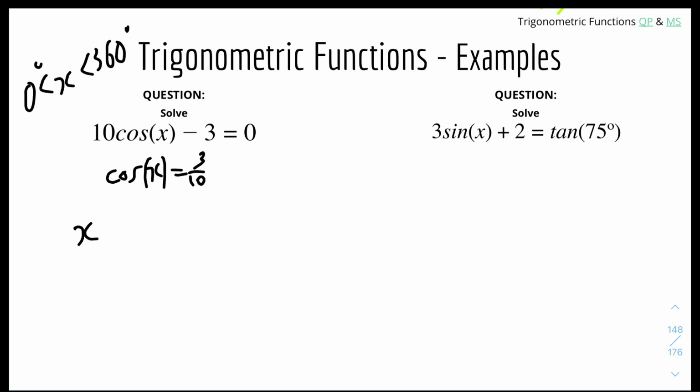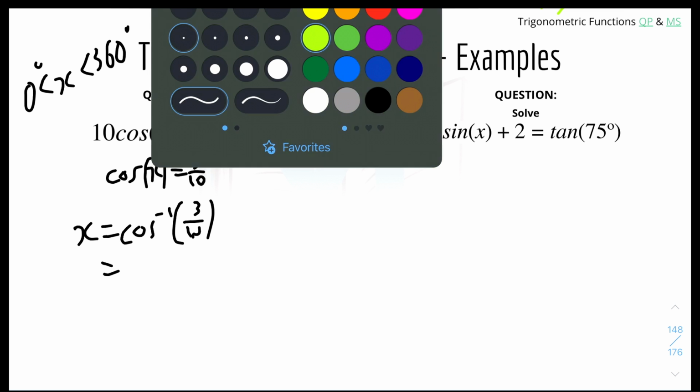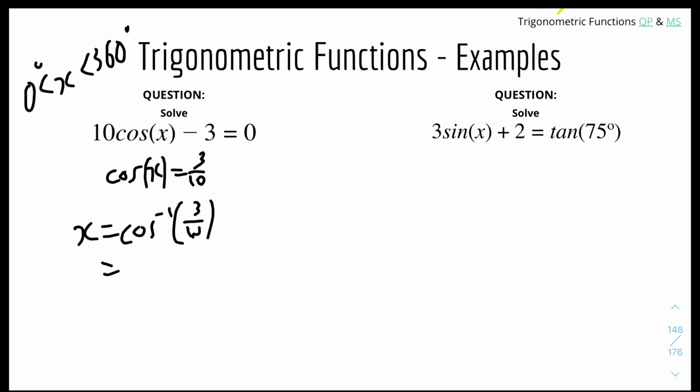And therefore x will be cos inverse 3 over 10, which you get the first answer by just putting it into the calculator. Cos inverse 3 over 10, which will be 72.5 degrees. And to get the second answer, we do 360 degrees minus the first answer, which is 287.5 degrees, like so.